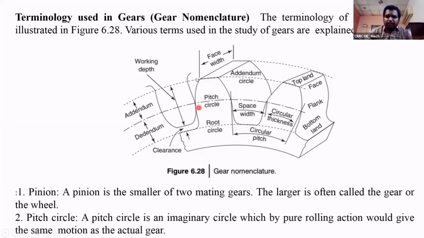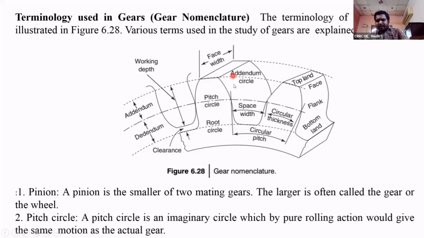See this, these are the gear teeth. This is the pitch circle diameter, which means this is the imaginary circle which by rolling action would give the same motion as the actual gear. The top part above the pitch circle is called addendum, and the bottom part is called dedendum. While engaging the gears, there is a clearance between the root and the flank of the other gear. This is called clearance.